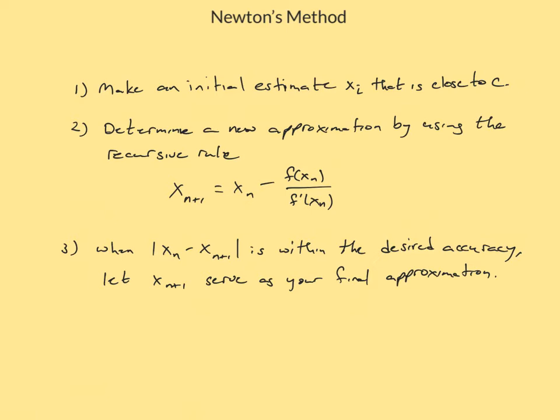Determine a new approximation by using this recursive rule: x sub n plus 1 is equal to x sub n minus f of x sub n over f prime of x sub n. And when the absolute value of the difference between two consecutive guesses is within the desired accuracy, then the last guess is going to be our final approximation for the zero that we have for this particular function.